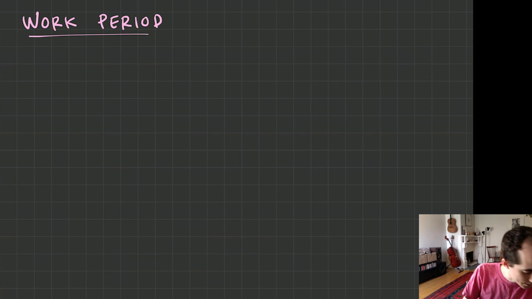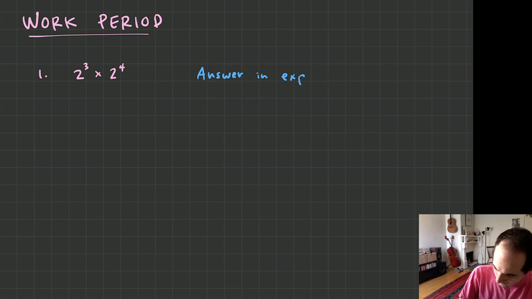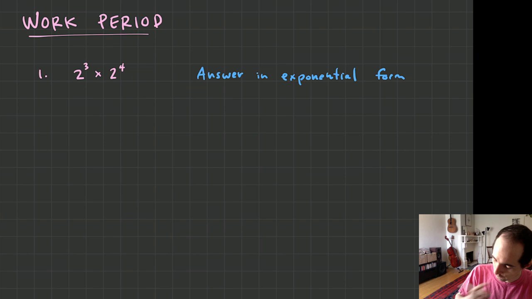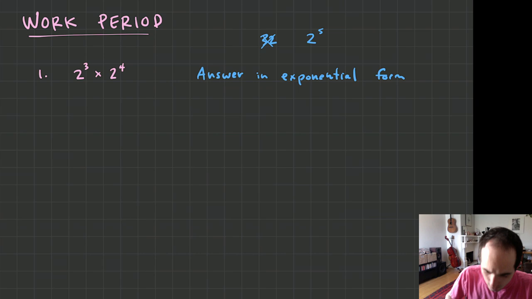The first one, I'll write question one. This is going to be fairly straightforward. 2 to the power of 3 times 2 to the power of 4. And I want your answer in exponential form. For example, if the question was 32, I don't want you to write 32. I want you to write 2 to the power of 5. So leave it as an exponent.